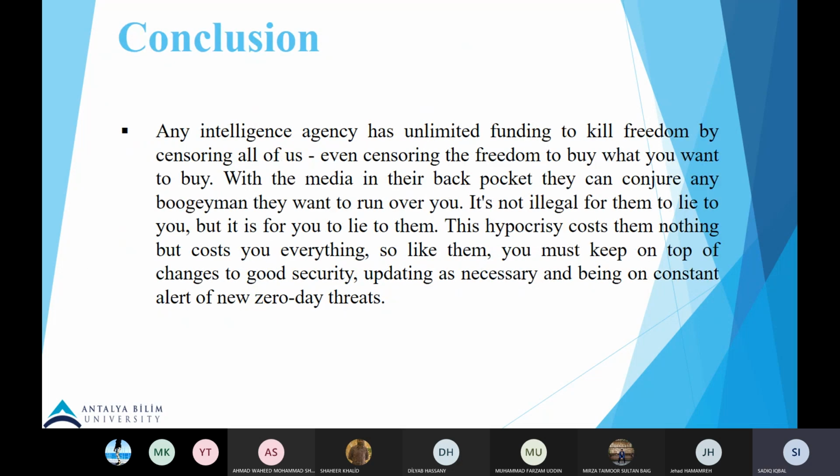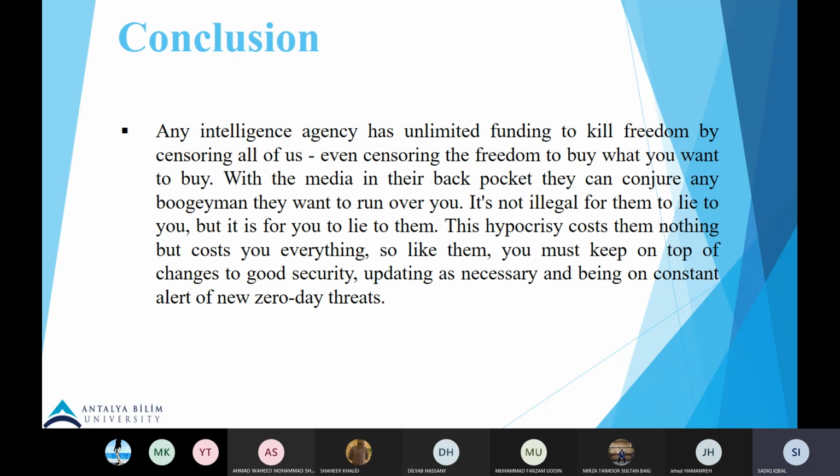So in conclusion, any intelligence agency has unlimited funding to kill freedom by censoring all of us, even censoring the freedom to buy what you want to buy. This is a fact. With the media in their back pocket, they can conjure any boogeyman, meaning any statement, any kind of fact that they want to run over you. It's not illegal for them to lie to you, but it is for you to lie to them.